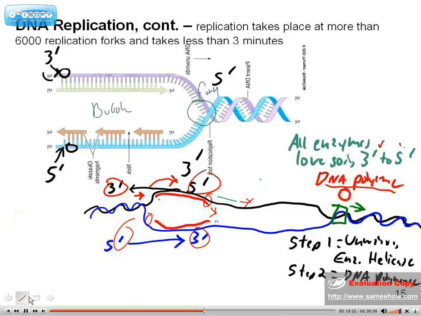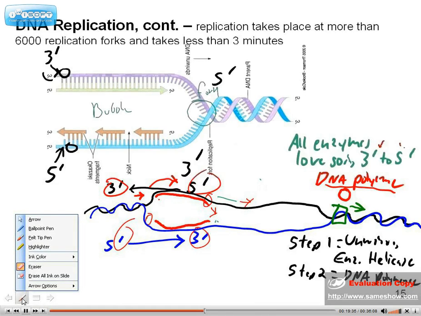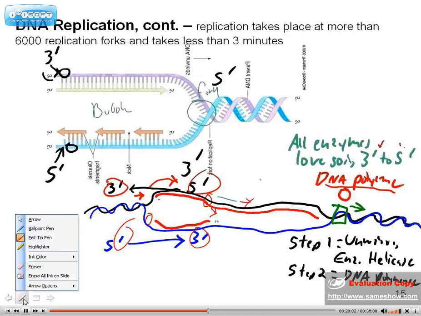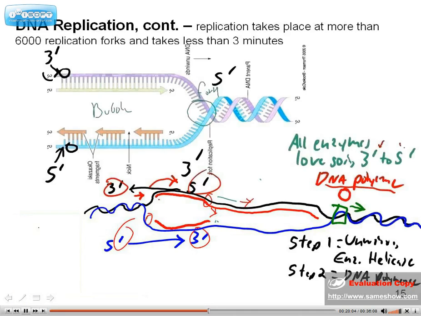And you notice over time, not much happens with the top DNA polymerase. So notice these are two separate DNA polymerases, one on each of the different strands. And let me just go ahead and continue drawing this top one using a different color. So notice how it just keeps on going. The bottom one, however, this particular DNA polymerase, however, has to get off.